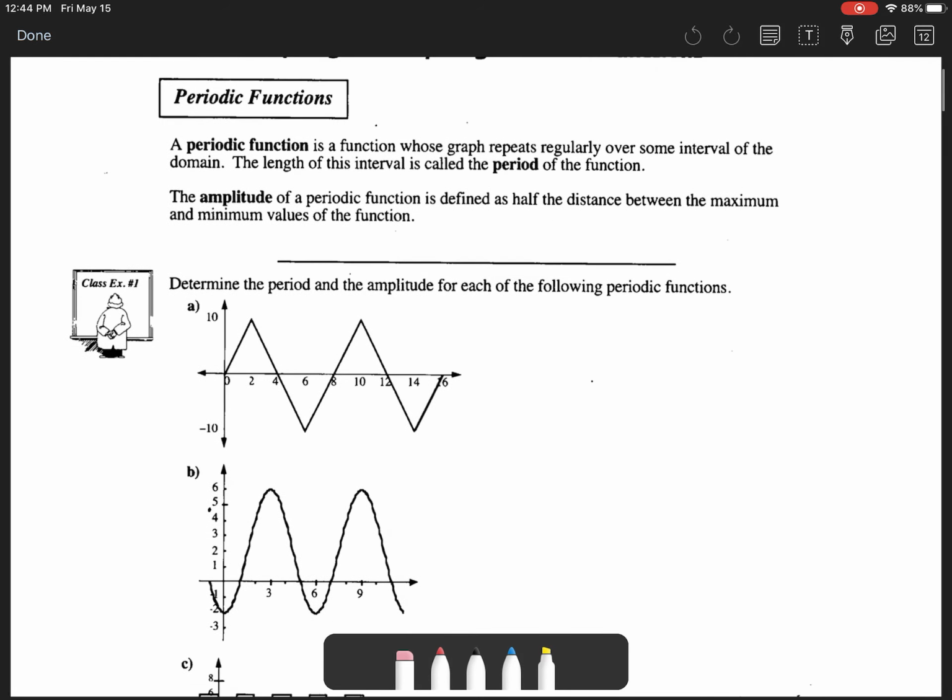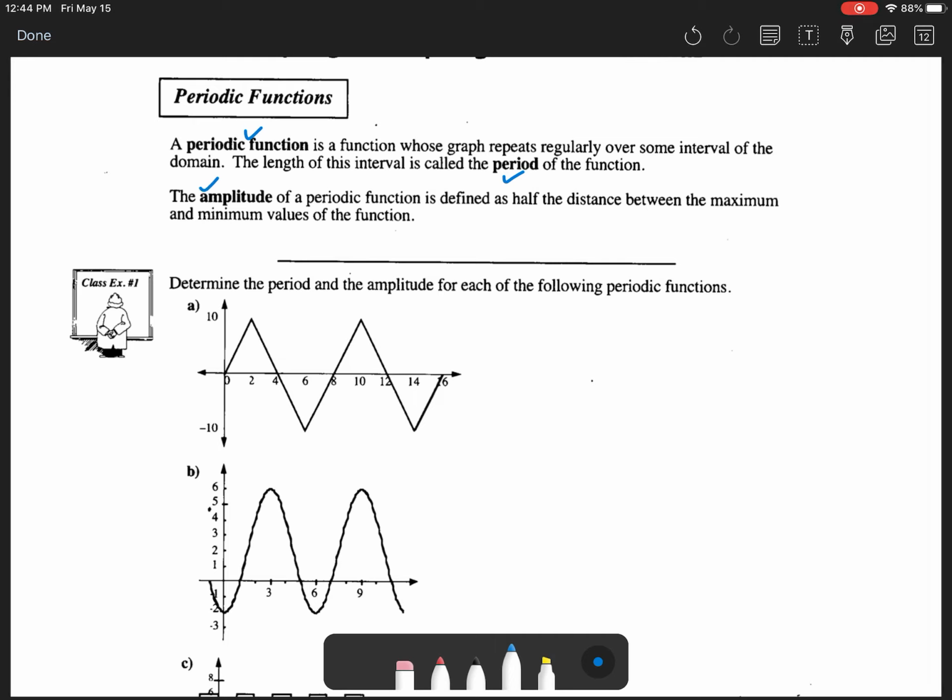So, first definition for today is a periodic function. A periodic function is a function whose graph repeats regularly over some interval of the domain, which are your x values. The length of the interval is called the period of the function. So the horizontal distance that it takes the graph to do one complete rotation is called the period length of the graph. And they will ask you that. They'll just say, what is the period of the function? And I'll show you how to find that on the graph. But you need to know what a periodic function is, and you need to know what the period of the function is. So those two terms we want to make sure we highlight and understand.